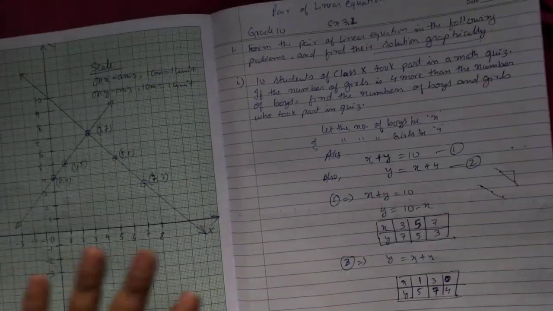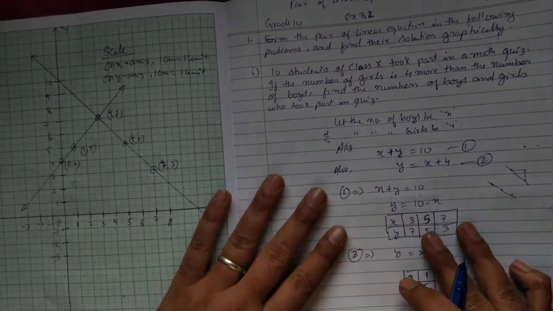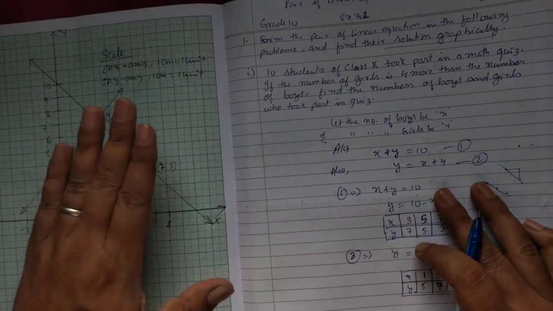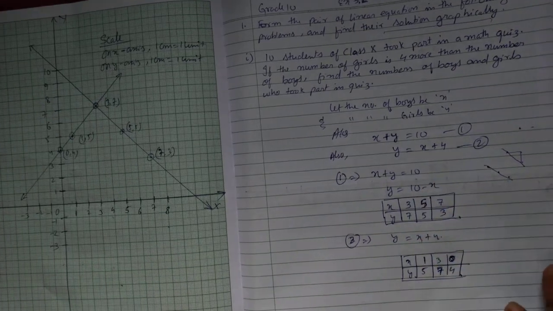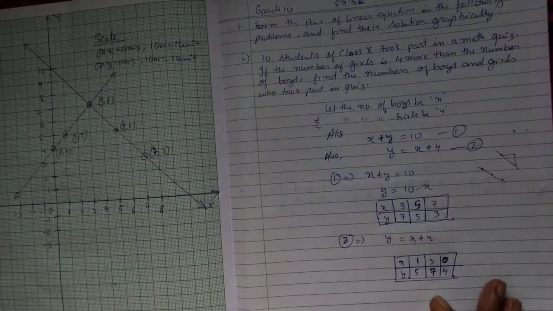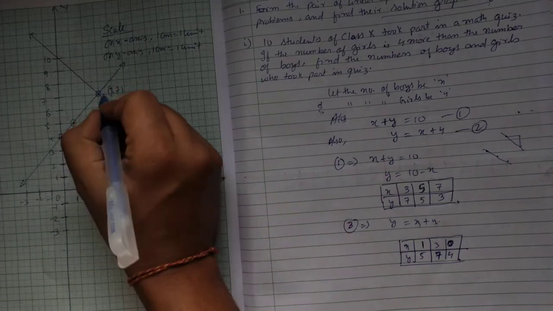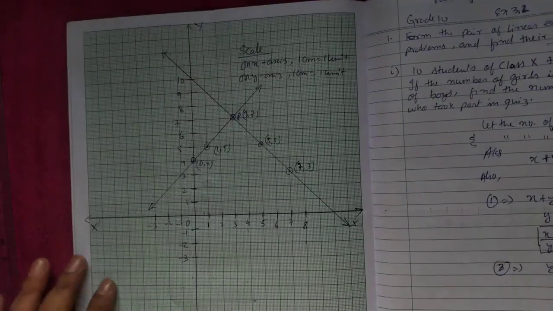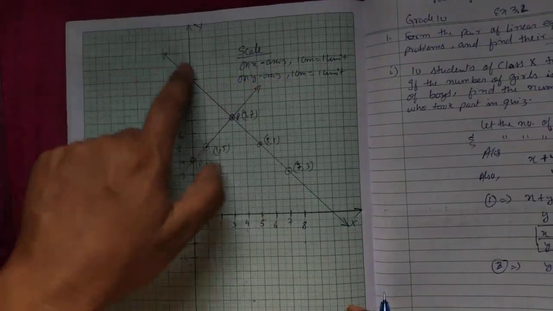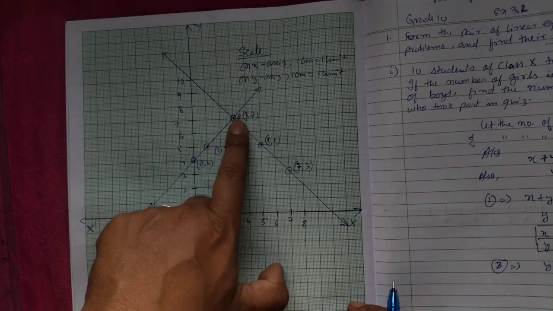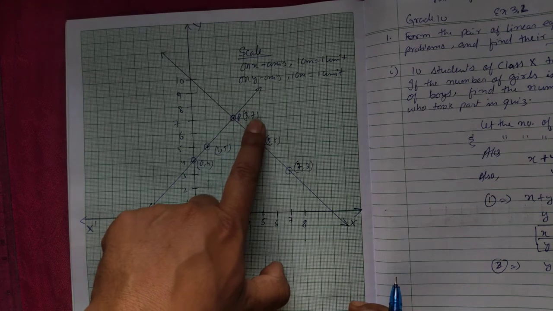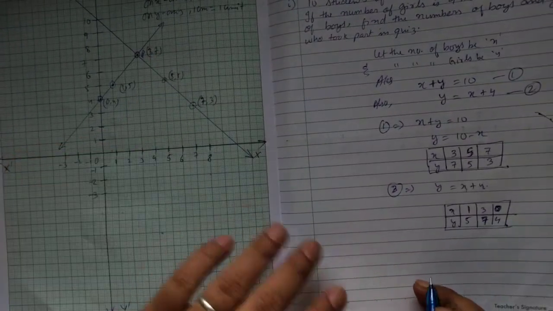In the exam, this thing you have to do on graph paper, and the answer must be written in the main answer sheet. Now see the graph, where does it intersect? This is intersecting. That means it has a unique solution. It has one value of x and one value of y. So x becomes 3, y becomes 7. You have to write it like that.